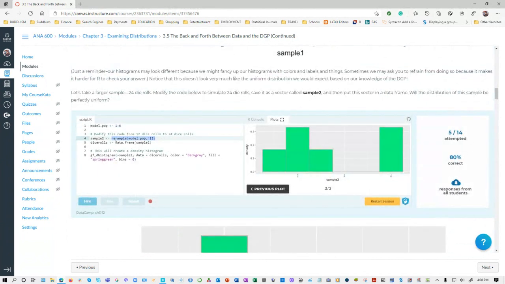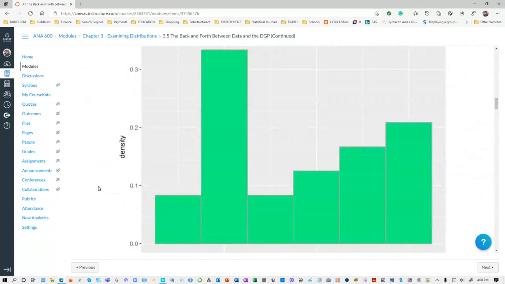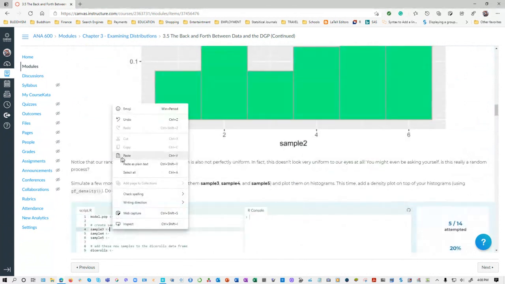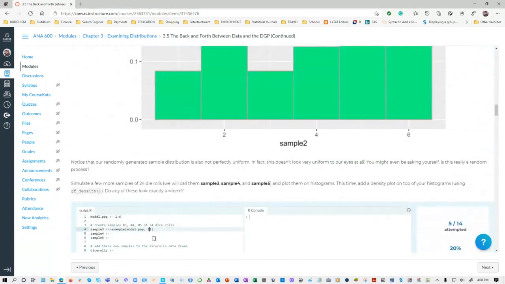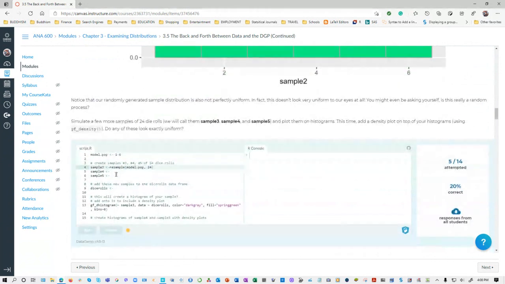Okay, we can do that one. You can say your sample 2 would be with size 24. Then you're going to make another sample with the size 24, not the 12. This one also size 24. Add this new sample to the dice roll data frame.